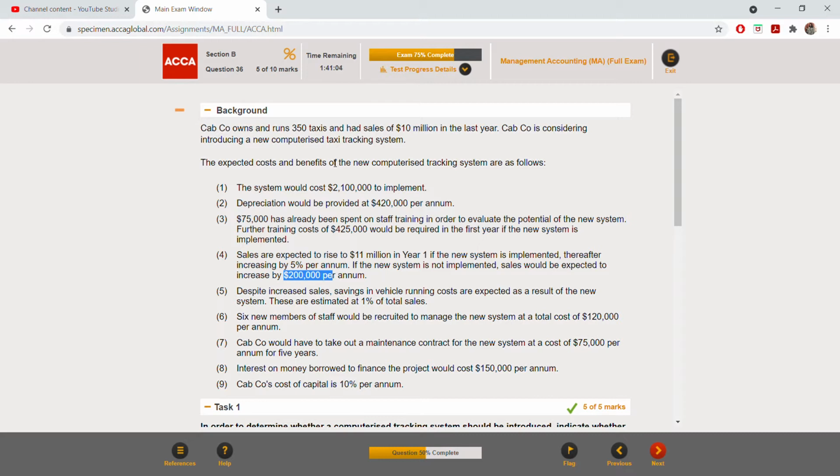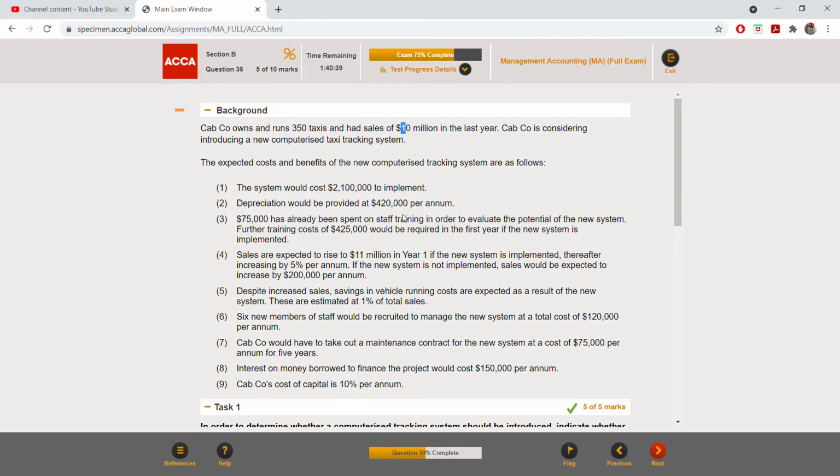Why are you adding 200,000? Because they told if the new system is not implemented, sales would increase by 200,000 per annum. That means for this year. This 10 million was for last year. So for this year, without implementing, sales is 10 million plus 200,000. We want this year. So for this year, the difference between without implementing and with implementing is known as the incremental amount. So don't go and put 11 million there. This is a mistake which you should not make.